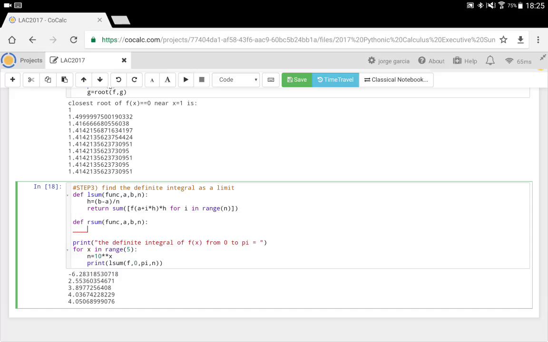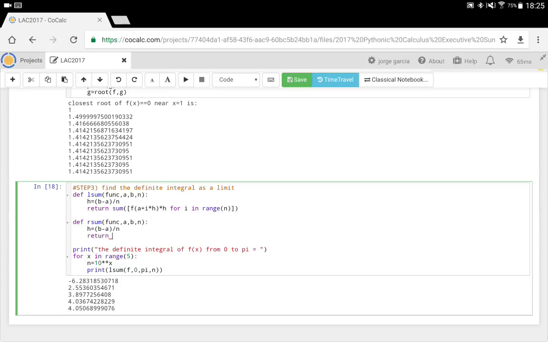Alright, so we're going to do the same thing here. We're going to say h equals the quantity b minus a over n. Now what we want to return is the LSUM of that same function, whatever function we're talking about, from a to b in n, minus the function value at a, that's the height of the first rectangle from the left sum that we don't want, times h, the width, so you get the area, plus the function value at b, which the right sum uses, times h to get the area. I think that would be your right sum.